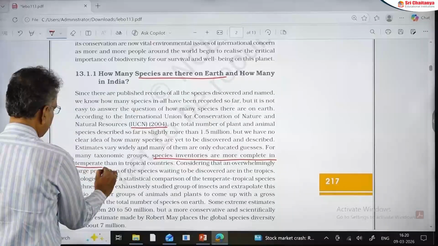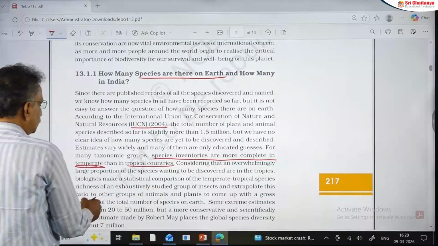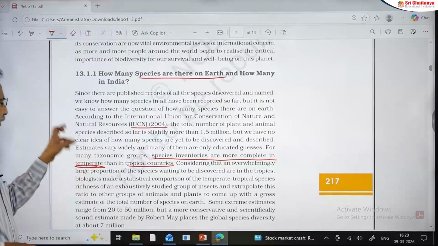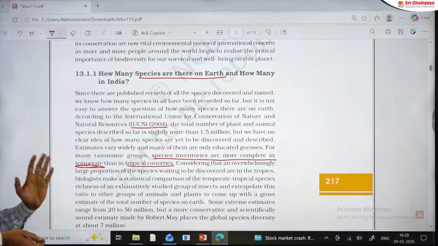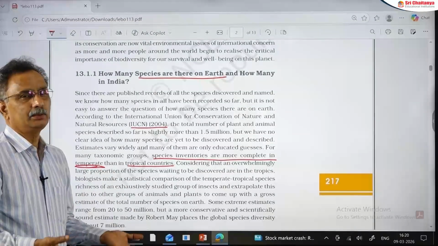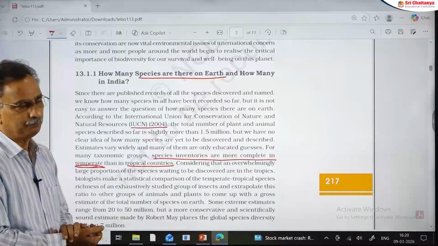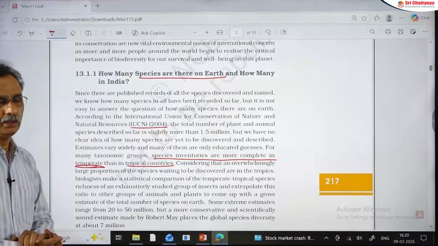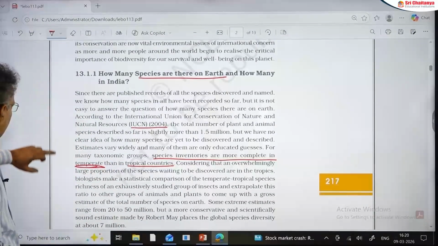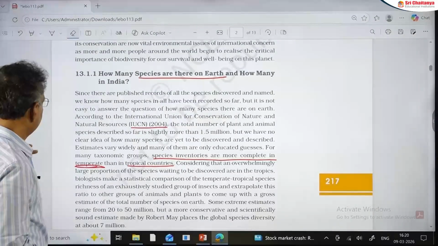Here you can see species inventories are more complete in temperate than in tropical regions. If you compare temperate and tropical, the temperate is more completed for a simple reason: temperate regions have less diversity. If diversity is less, we can study within a shorter span of time because the number of species is less. Obviously, the opposite holds for tropical areas, which have a greater number of species.